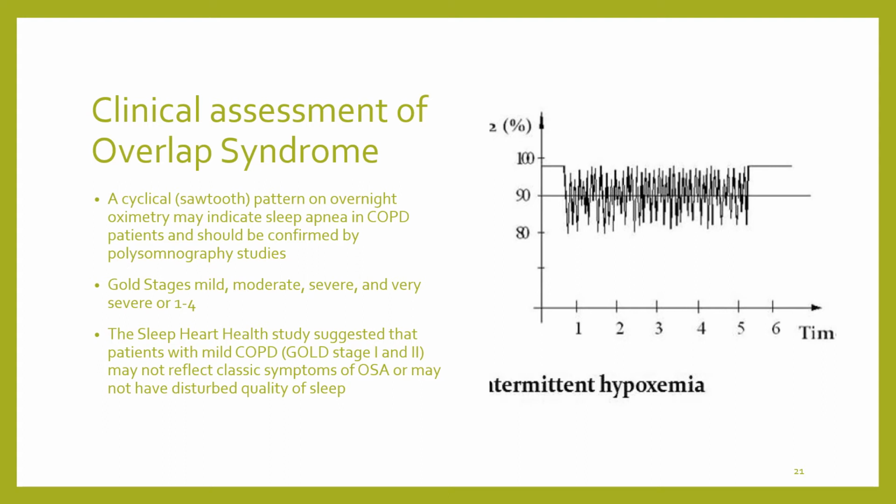In COPD, they have what they call the GOLD stages. They have mild, moderate, severe, and very severe, or stages 1 to 4. They did a study called the Sleep Heart Study, and that suggested that patients with mild COPD who have GOLD stage 1 and 2 may not reflect classic symptoms of OSA or may not be disturbed in quality of sleep. So if you have COPD and you have stage 1 and 2, which is considered mild, you may not show that you have any kind of OSA symptoms. So these are some of the clinical assessment tools that are used for overlap syndrome.